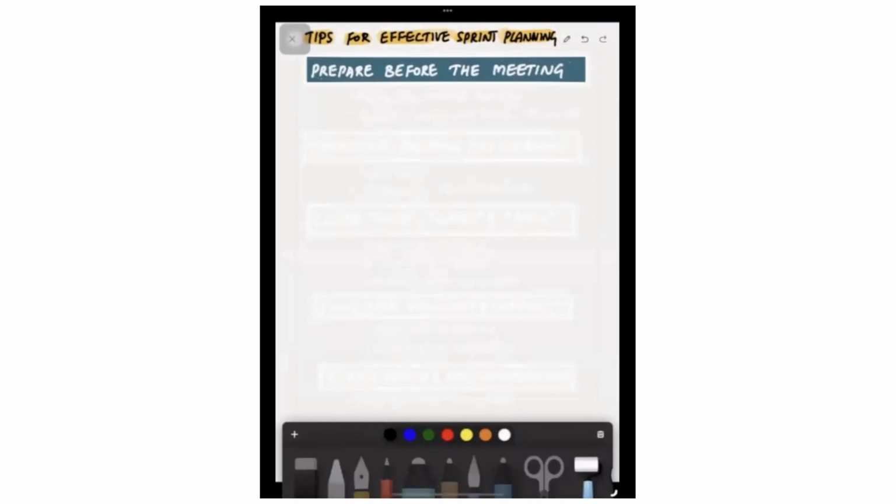Now, coming to what are some tips to make the sprint planning effective? Preparation before the meeting.